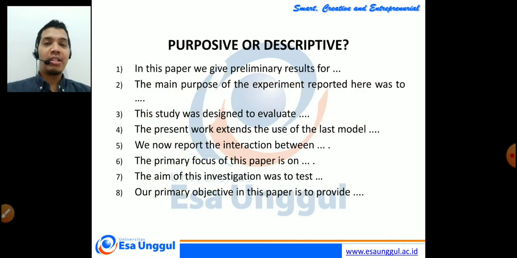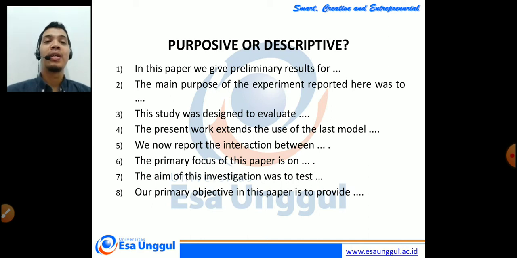We have eight questions to indicate whether each is purposive or descriptive. You may guess. Number one: "In this paper, we give preliminary results for." So what do you think? Is it purposive or descriptive? Number two: "The main purpose of the experiment reported here was to." Number three: "The study was designed to evaluate." So what do you think? Is it purposive or descriptive?